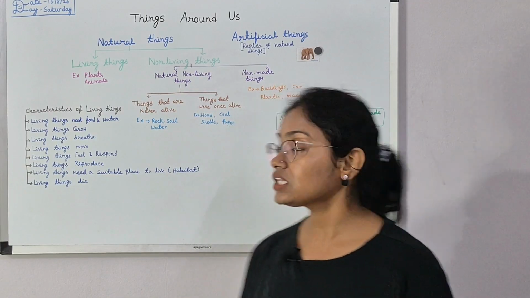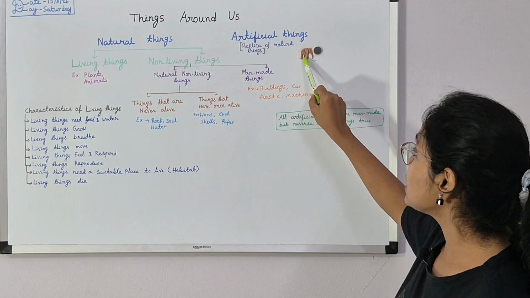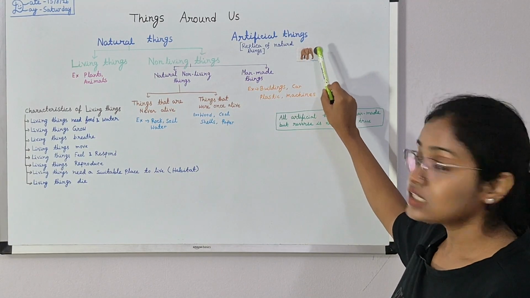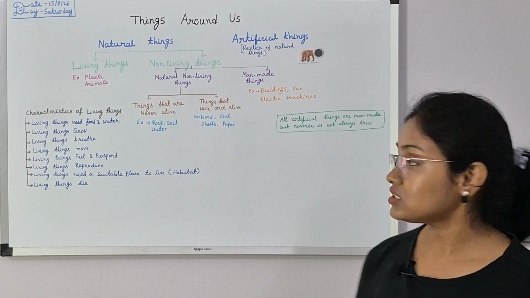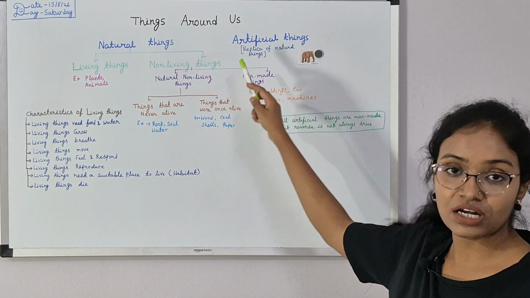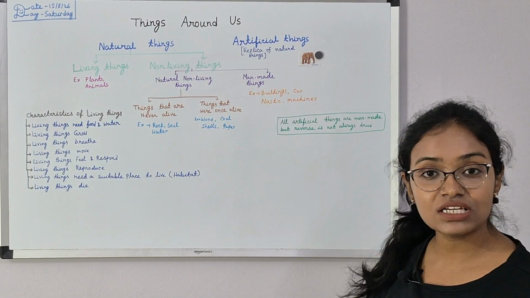And for artificial things, here you can see this picture. This is the replica of an elephant. This is a toy elephant. So it is an artificial elephant. This is also a man-made thing. So, do you understand what is a man-made thing and what is an artificial thing?